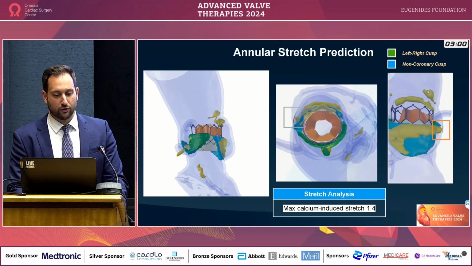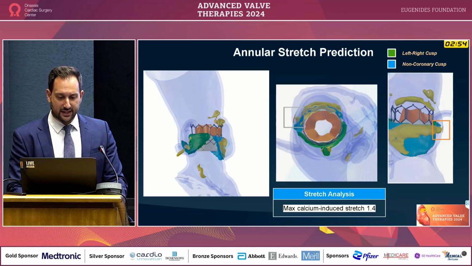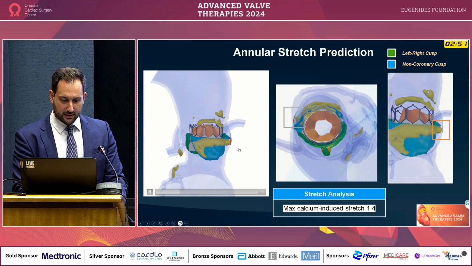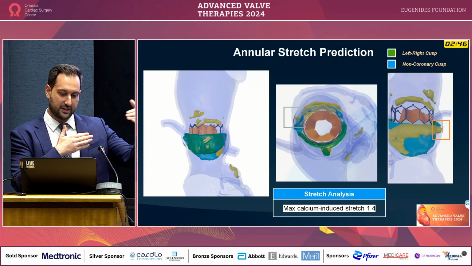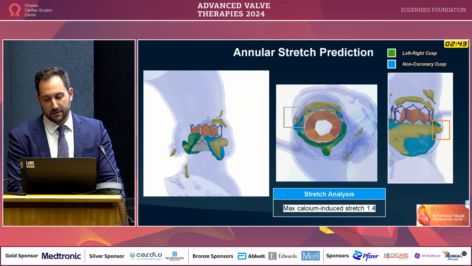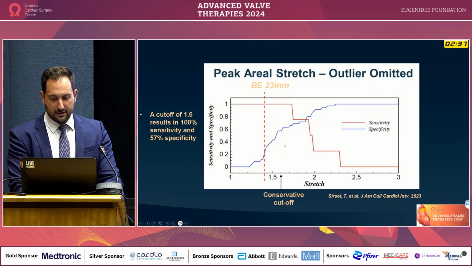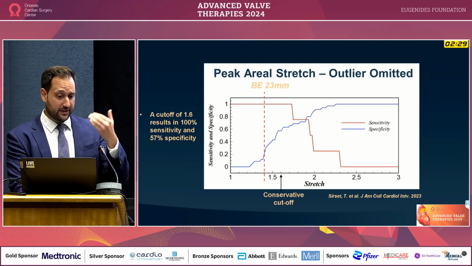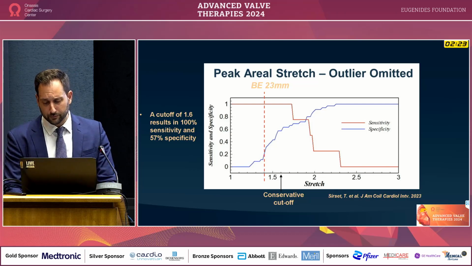So this model also gives us the degree of annular stretch. And you can see here there is one spot right here, from this calcium nodule from the leaflet getting pushed to the sinus, where the maximum was 1.4 of stretch. And this was published in 2023, last year, showing that a cutoff of 1.6 or higher is associated with increased risk for annular rupture based on the model, and we're at 1.4, so we're okay.